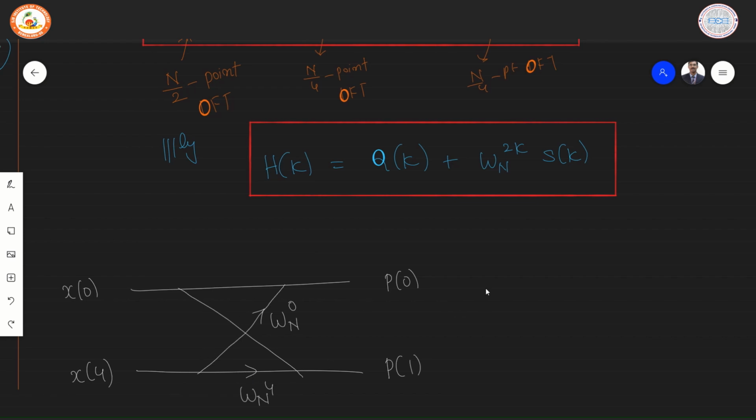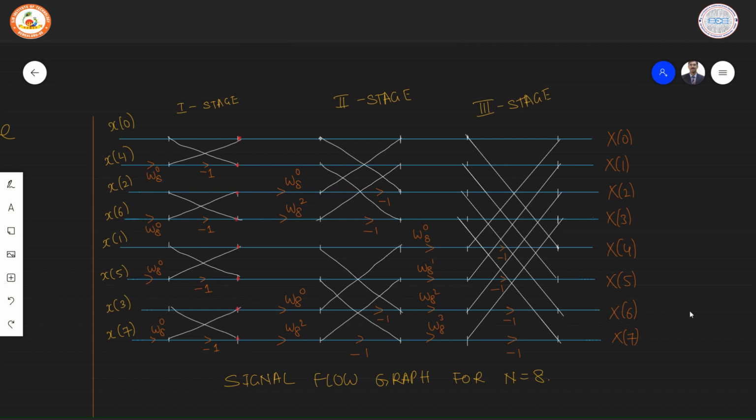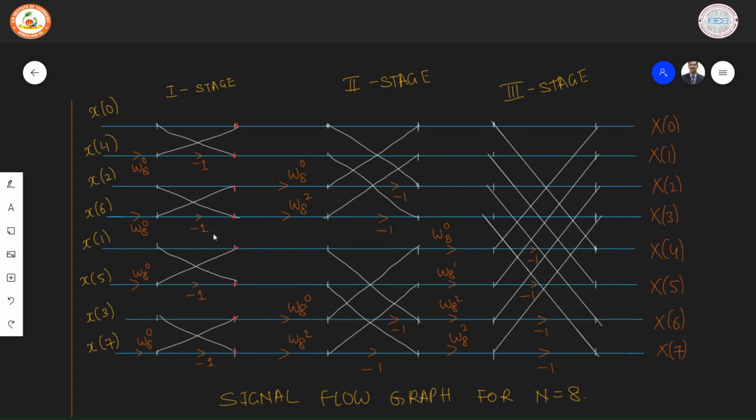Here is a simple 2-point butterfly structure. This shows the final replacement, wherein the 2-point DFT becomes a structure as shown here. Hence, we can replace all the blocks and we end up with the signal flow graph for the DIT method. After the substitution of each stage with the respective butterflies and using the appropriate formula for simplifying the twiddle factors, we get the final signal flow graph for n equal to 8.